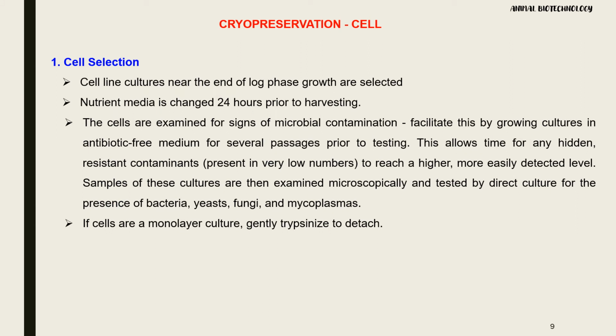Cell selection. The cells from the source are passaged and maintained in aseptic conditions. The cells are validated and quality checks are done at regular intervals. The cells are examined for all signs of microbial contaminations. It is facilitated by growing the cells in antibiotic-free media for several passages prior to testing. This allows time for any hidden resistant contaminants to reach a higher level so that they can be detected.